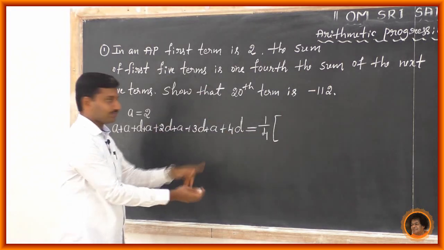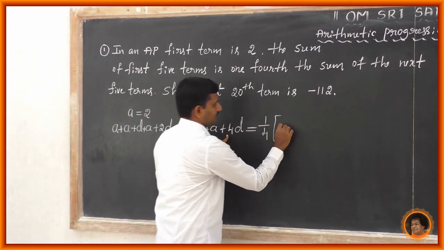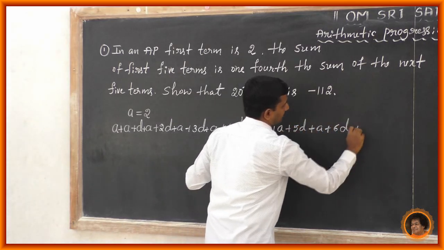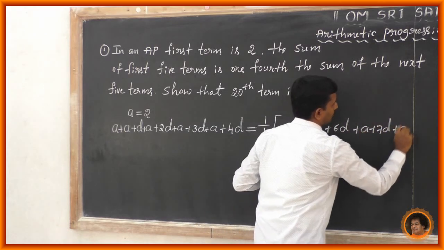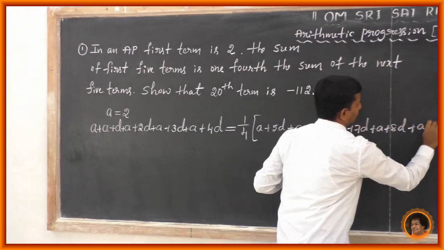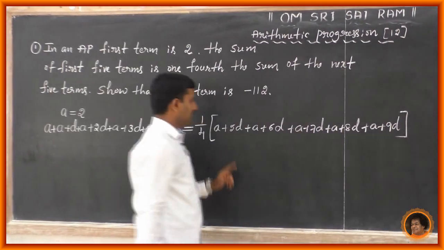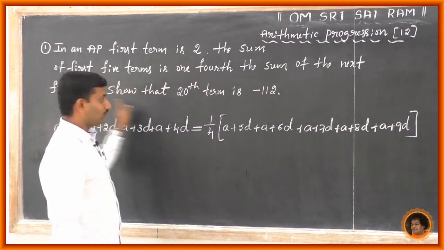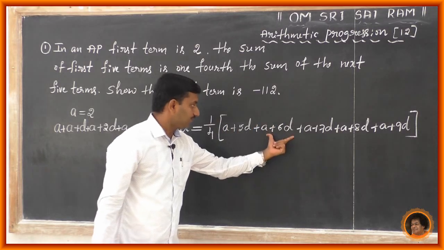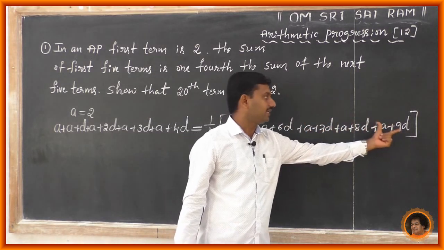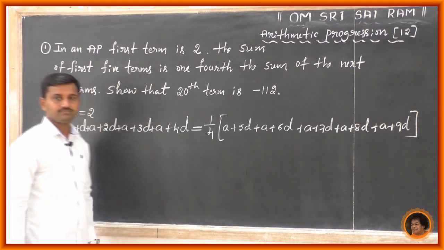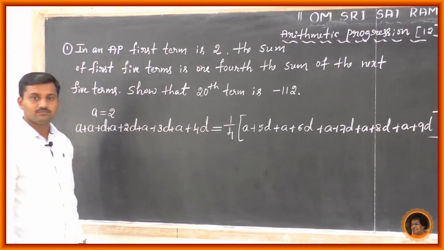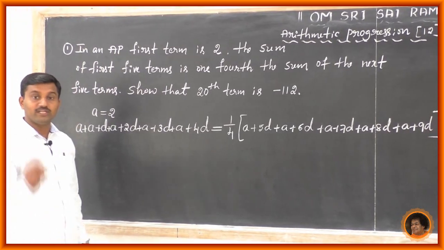So what is the next term? After a plus 4d, the next term is a plus 5d plus a plus 6d plus a plus 7d plus a plus 8d plus a plus 9d. So the sum of the next 5 terms, a plus 5d, a plus 6d, a plus 7d, a plus 8d, a plus 9d. So this is the condition. What is the question? Show that the 20th term is minus 112, or find the 20th term. We need the value of d.